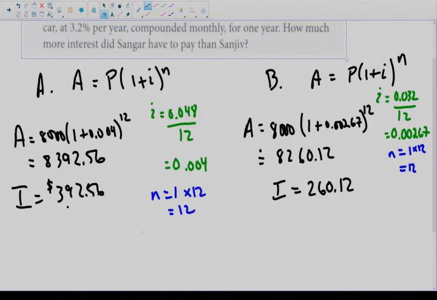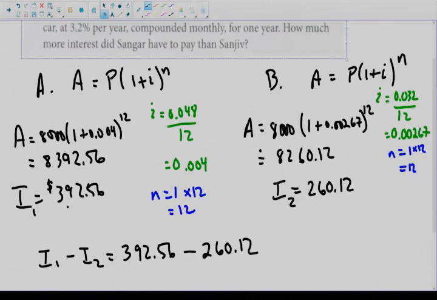So now we have to subtract those two. So if I call this the first interest and I call this the second interest, we're going to subtract the first interest by the second interest. And you don't have to write that out, but it's a good mathematical procedure to list what you are subtracting as variables before you actually subtract them. And that's a pretty easy calculation, so I'll just do that off screen.